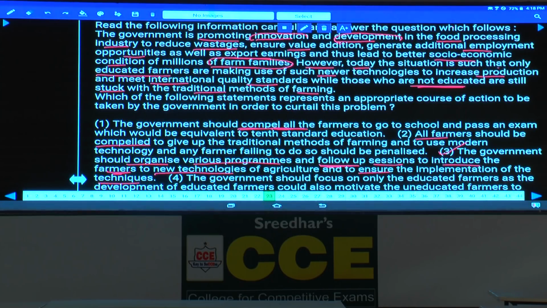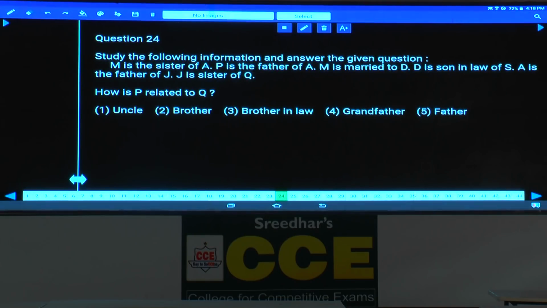Clear? Because these days, in the clerical examination as well, they have started giving at least some 4 to 5 questions of this model. And question number 24 and 25. Now 24 and 25, what is given in this? 24 and 25 are based on blood relation.